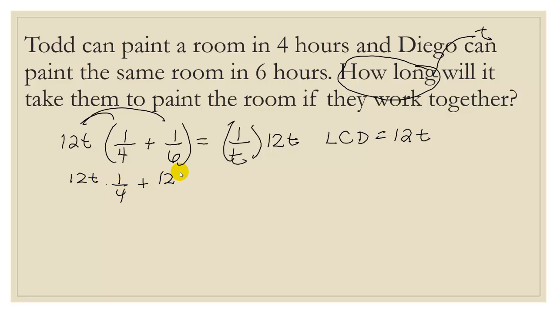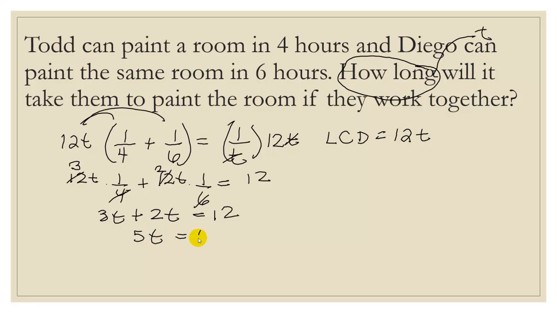Plus 12t times 1/6 equals, well, there's nothing to distribute here, so we could just cancel out these t's if we like, and we just get 12. Okay, let's continue solving this. 12 times t divided by 4, well, 12 divided by 4 is just 3. And t divided by 6 is just 2. So rewriting this, we have 3t plus 2t has to be equal to 12. So now we can just combine like terms, and we get 5t is equal to 12.